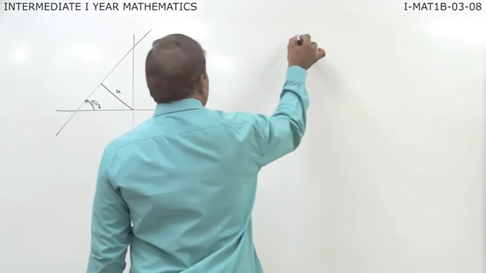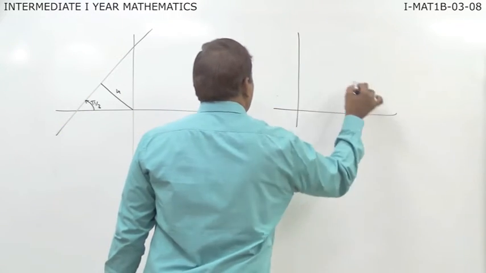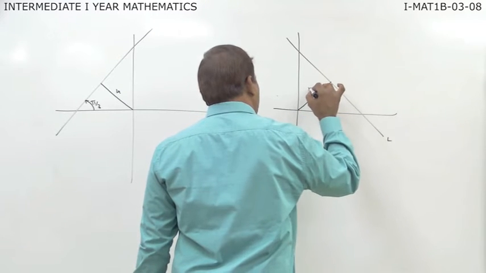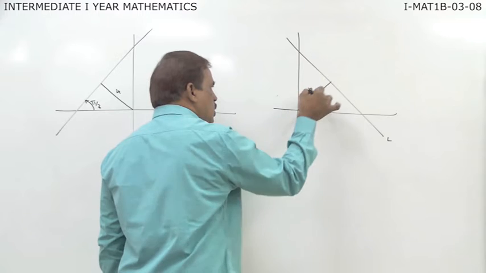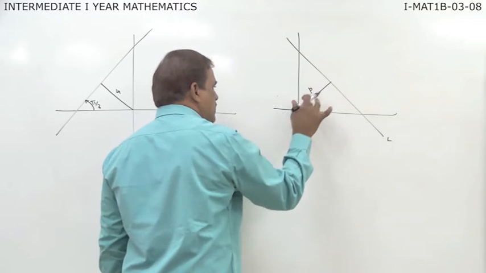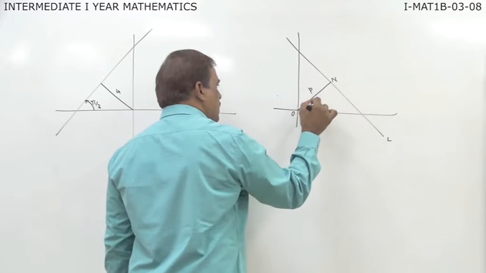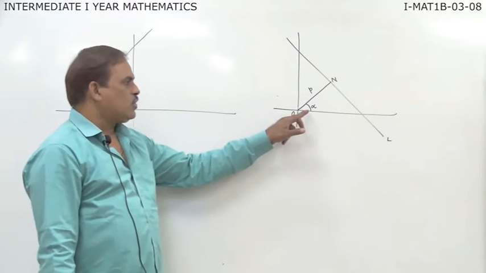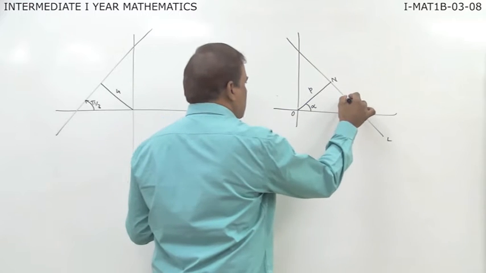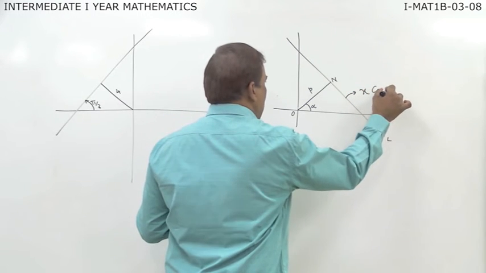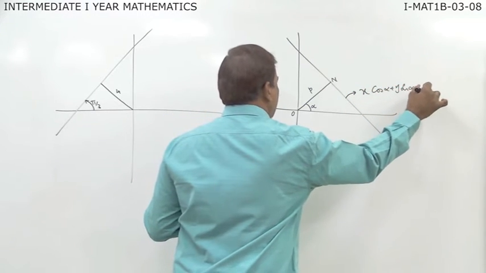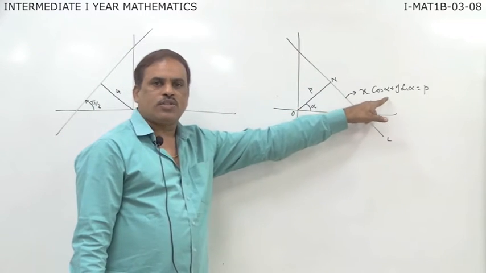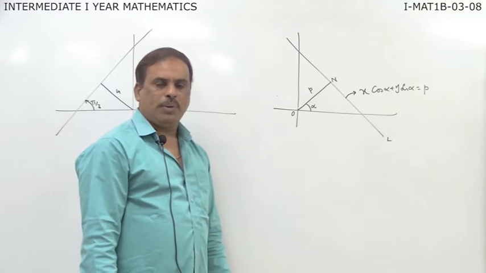Now we have seen the normal form of a straight line. This is the line L. Perpendicular distance of the line from the origin is p units. This is called the normal or perpendicular. This line ON is called the normal. The inclination of the normal is alpha. When the inclination of the normal is alpha, the equation of this line is x cos alpha plus y sin alpha is equal to p.